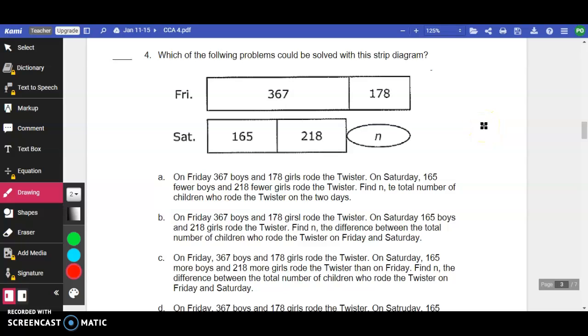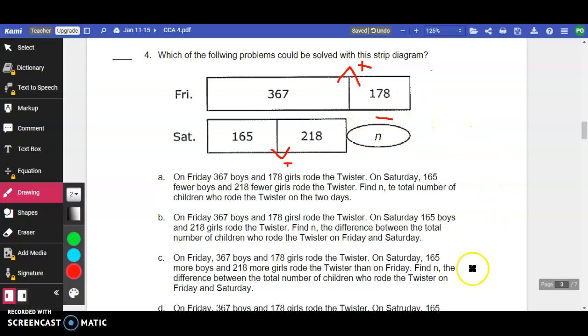Which of the following problems can be solved with this strip diagram? We have 367 and 178, and because they are put together without repeating, this is an addition problem. Then on Saturday, we have 165 and 218, which, just like in the other problem, is an addition problem, but we do not know n, the difference between these two, which we know is a subtraction problem, where we're trying to compare the difference between Friday and Saturday.